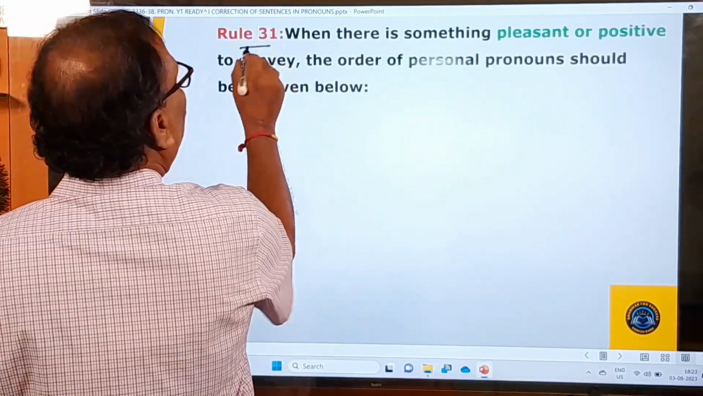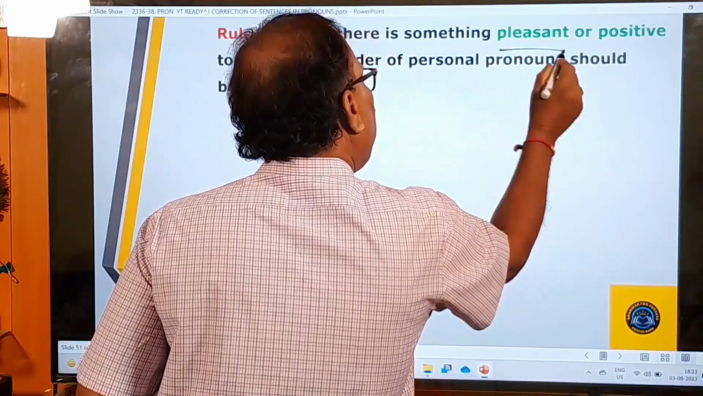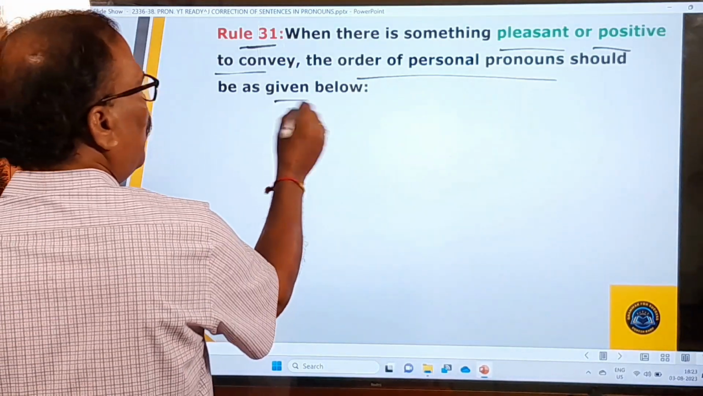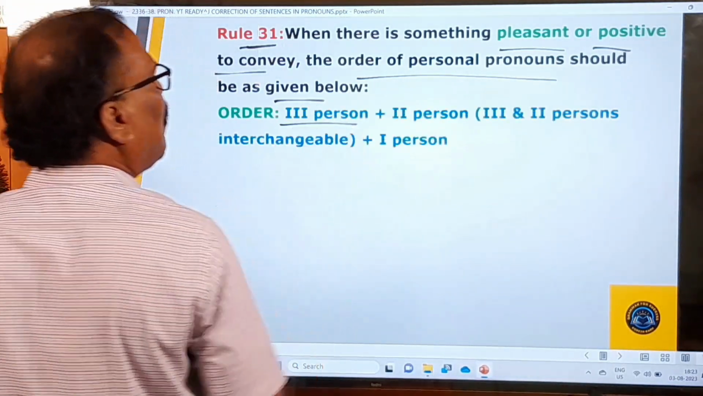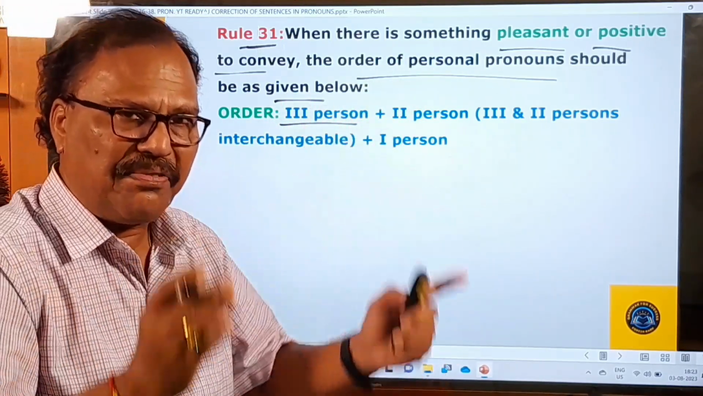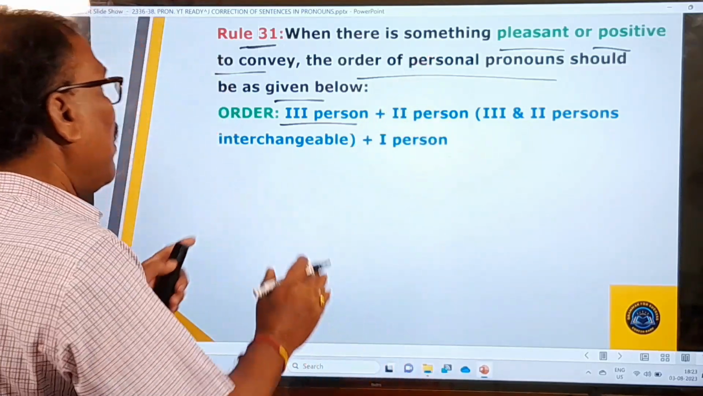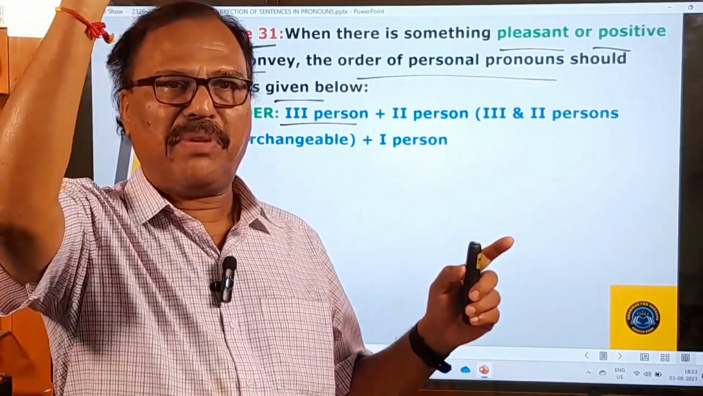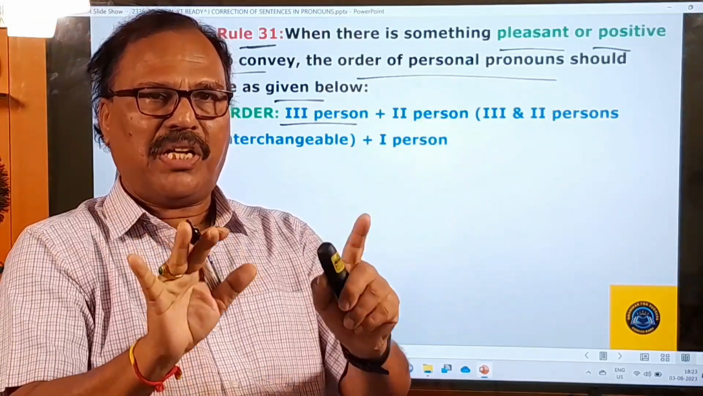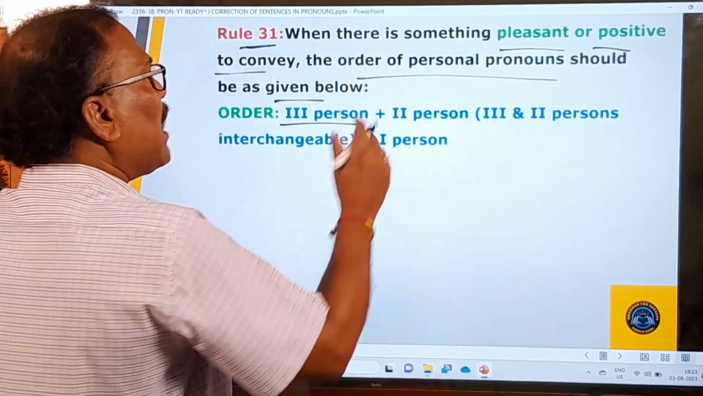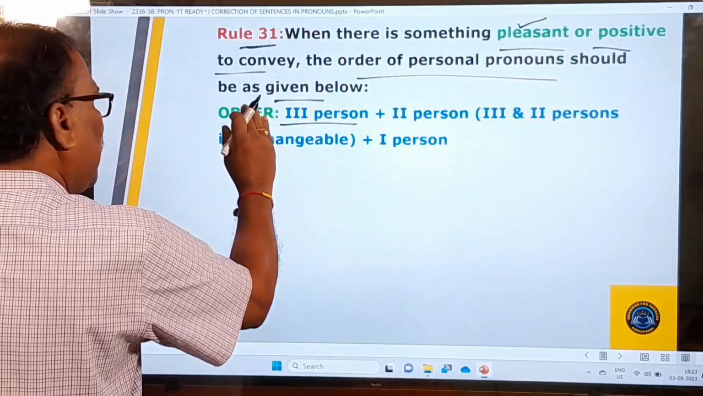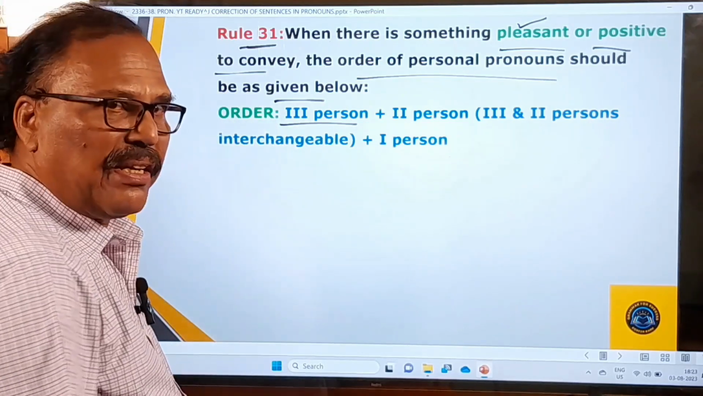Rule 31. When there is something pleasant or positive to convey, the order of personal pronouns should be as given below. Whenever you are mentioning some pleasant news, some pleasant information or positive information, then this order must be there. Generally speaking, first you should mention the second person, then the third person, then the first person. That is quite general. But whenever you are expressing pleasant or positive information, then the order of the persons to be mentioned must be like this.